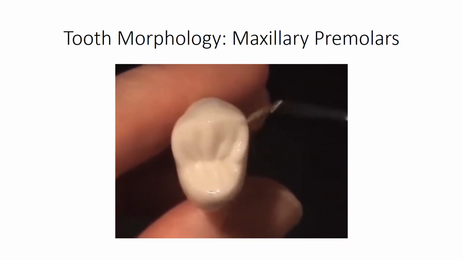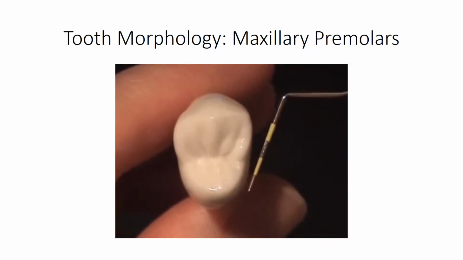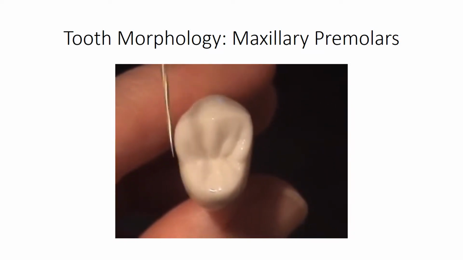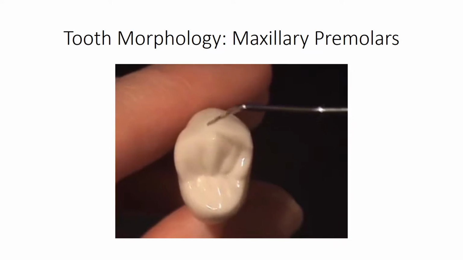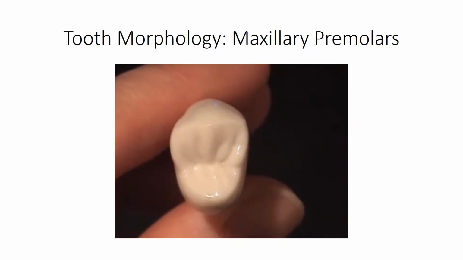From the occlusal, the outline is more rounded than the first premolar. There's a short central groove, convergence towards the lingual, and a buccal ridge. There are more supplemental grooves, giving the occlusal a more wrinkled look.